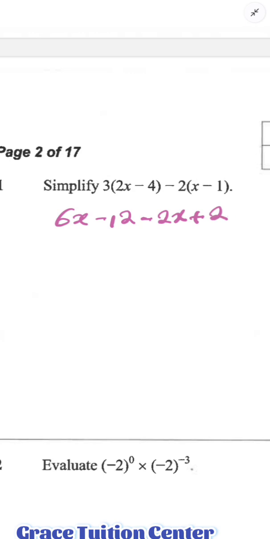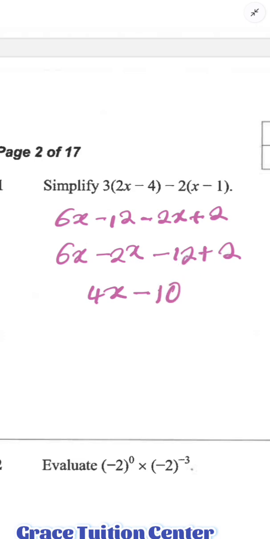Once we're done distributing, which is the removing of brackets, we can now go ahead and group the like terms. So the 6x and the negative 2x are like terms, so I'll put them together. So I'll say 6x minus 2x. Then the negative 12 and the positive 2 are also like terms. So I'll say negative 12 plus 2. So what is 6x minus 2x? That is 4x. Minus 12 plus 2 is what?